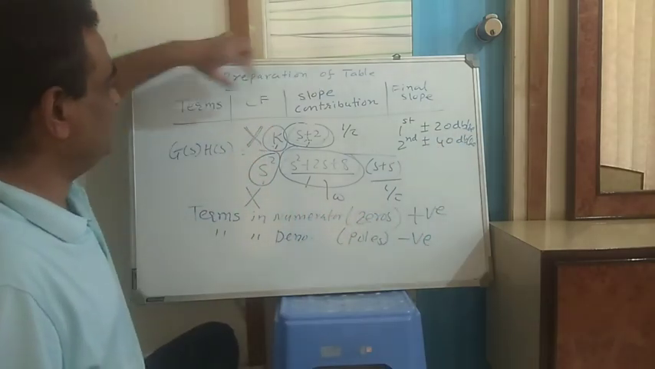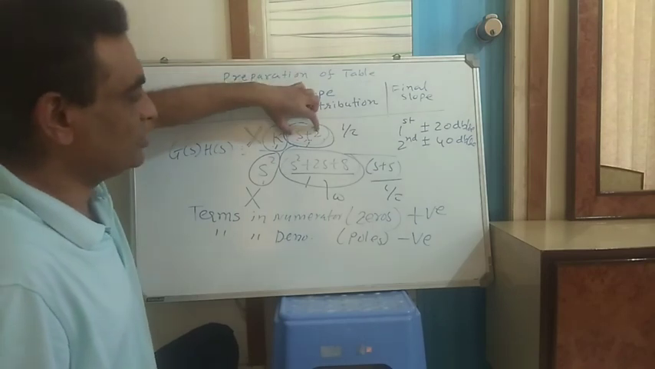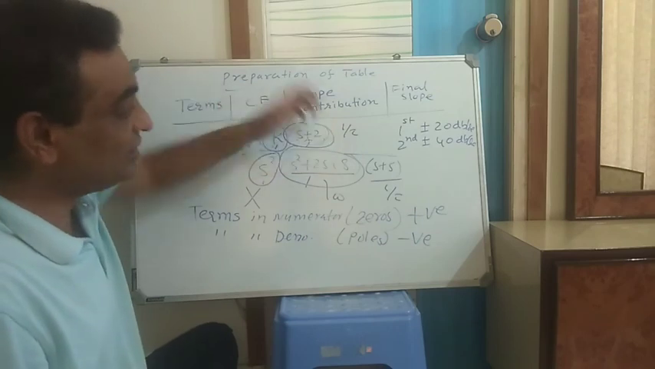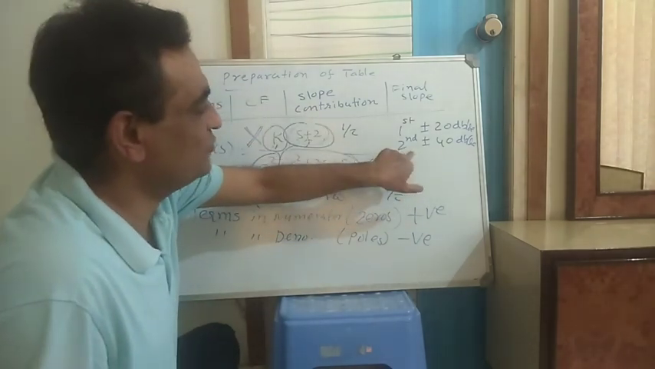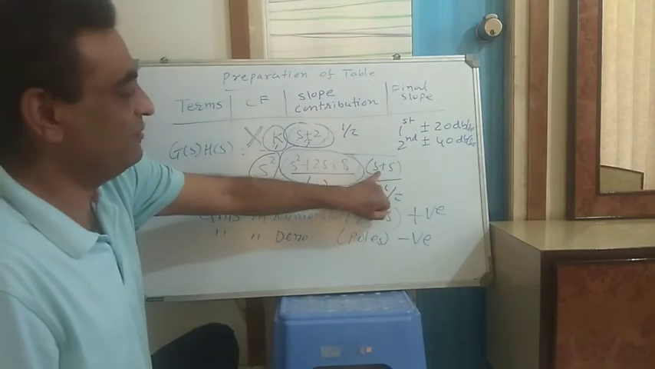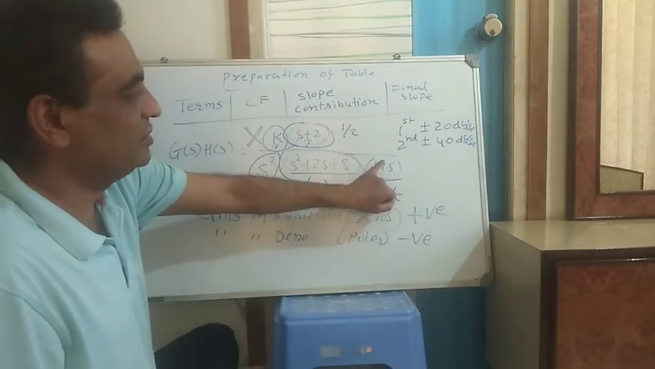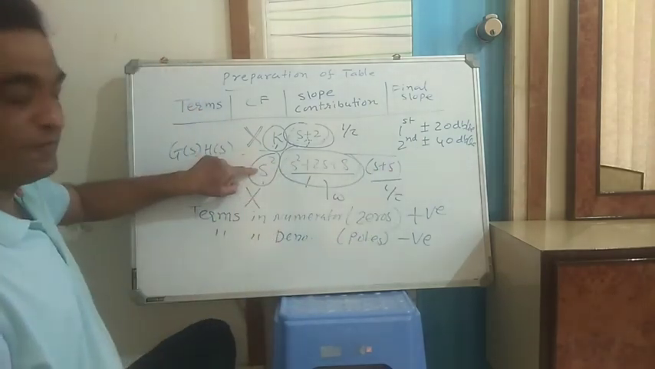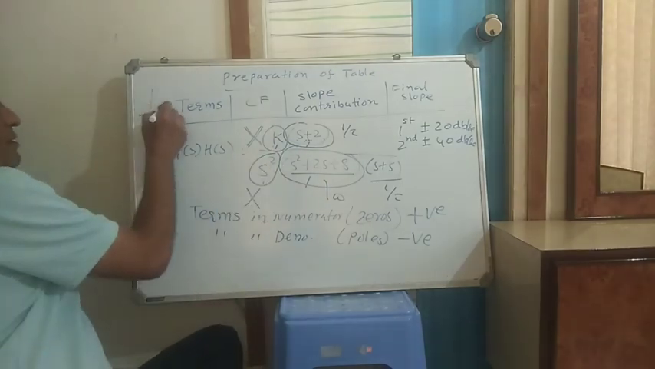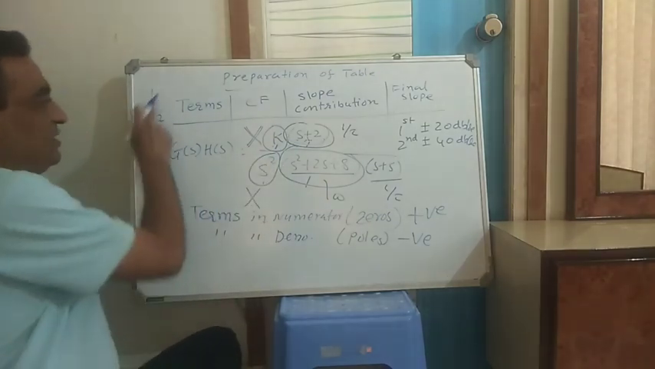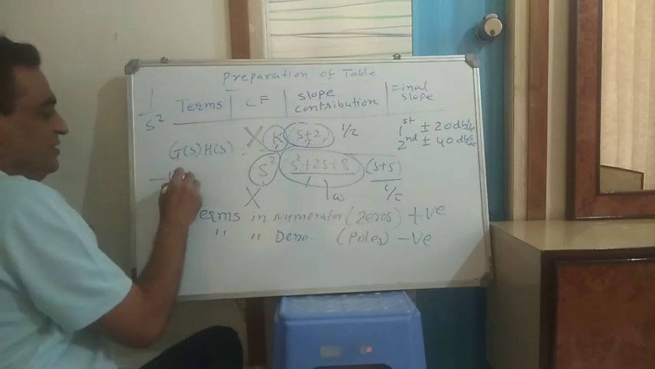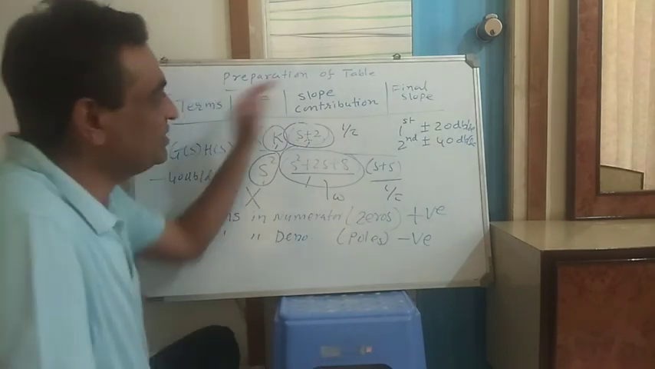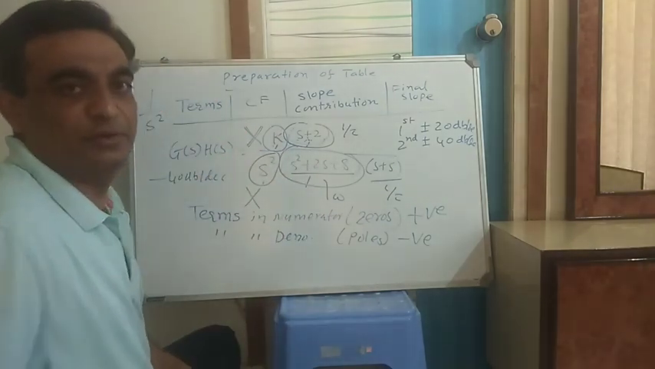So the contribution of a first order term in the numerator would be plus 20. This is a second order term in the denominator, so it would be minus 40 dB per decade. This is 1 upon s plus 5 in the denominator, so the slope contribution would be minus 20 dB per decade, and so on. For this 1 by s square, there are two poles at origin, so it is a second order term, so it is minus 40 dB per decade. All right, we'll continue with this table in the next class. Thank you.